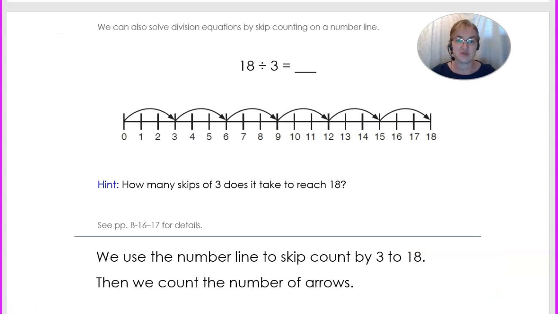We can also show division by skip counting on the number line again. So if we want to look at 18 divided by 3, then we're going to skip count by 3s from 0 all the way to 18. And here's your hint. How many skips of 3 does it take to reach 18? 1, 2, 3, 4, 5, 6. So our answer will be 6. We use the number line to skip count by 3 to 18, and then we count the number of arrows.